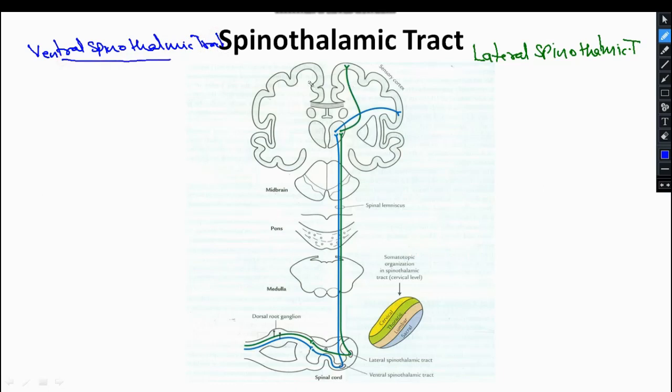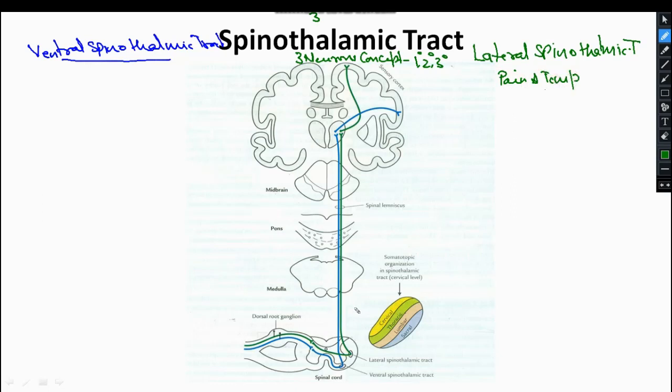First we will see the lateral spinothalamic tract. See, this ventral and lateral, both follow the 3 neuron concept. That is, it has first order, second order and third order neurons. This lateral spinothalamic tract carries sensory input for the modalities of pain and temperature.